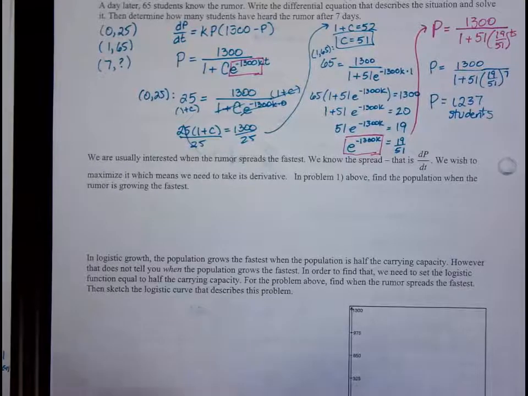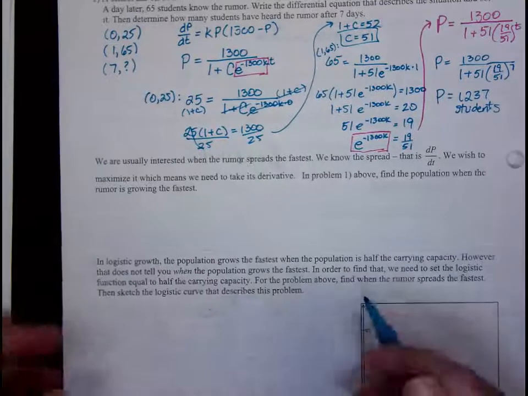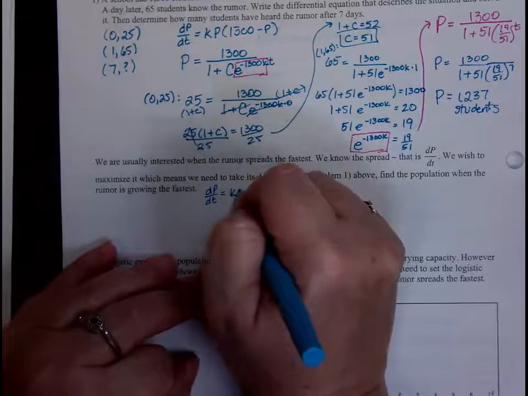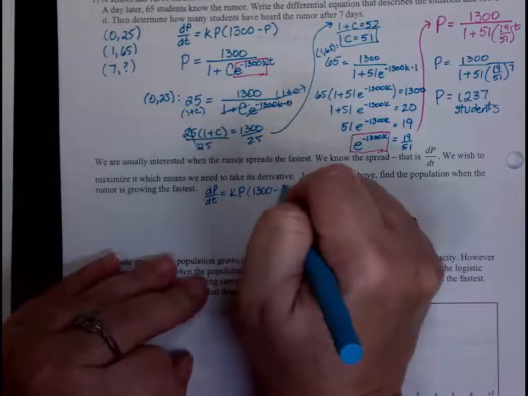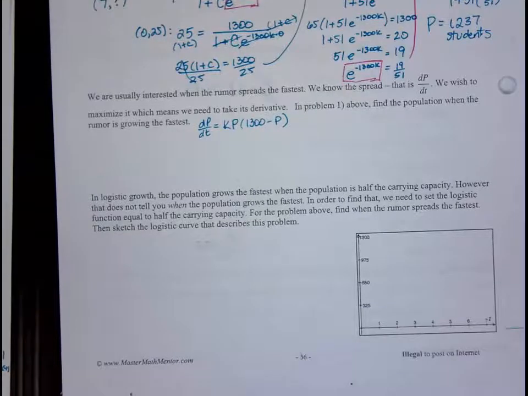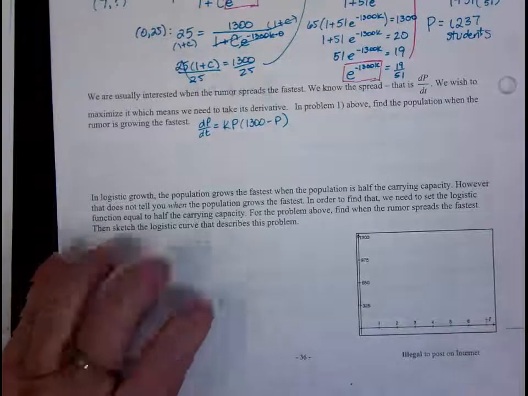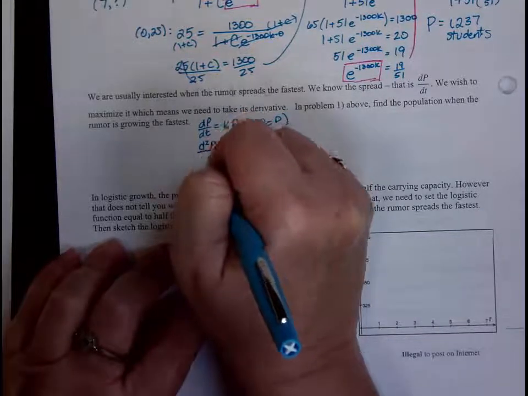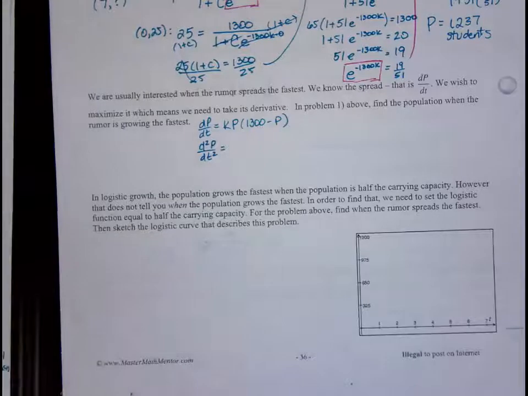So let's recopy. Whoops, wrong pen. We have dp dt. We're going to recopy that equation. kp parentheses 1300 minus p. That was the one we started with in part 1 at the top of the page. Okay. Now I'm going to scoot it up because now I've seen it, and it's easier for y'all to see the rest of them. So now I need to take the derivative. This is a little unusual. d squared p over dt squared. You learned that notation with y's and x's. You can use any letters you want. Okay, remember k is a constant.